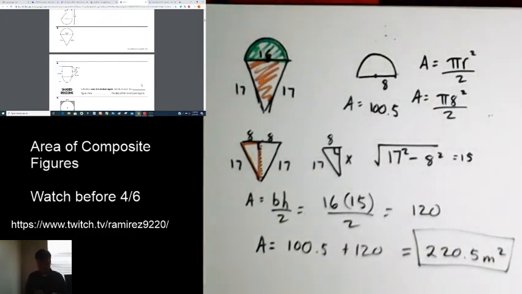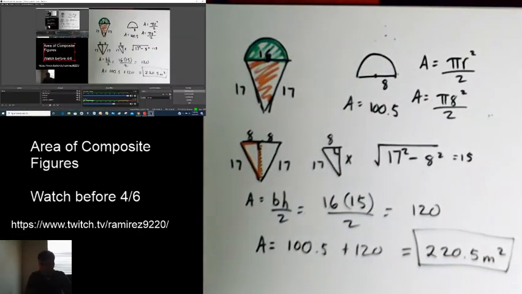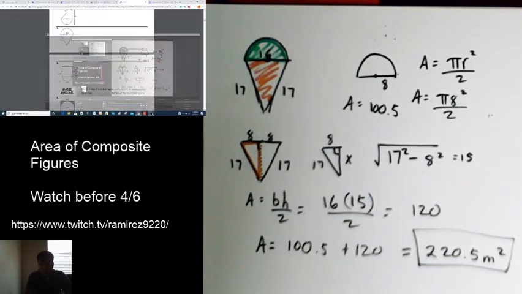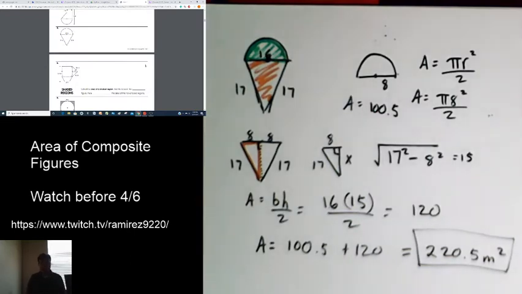That's it. All right. That's how you go about it. Area of composite, guys. Okay. Just break up the shapes. That's all it is.